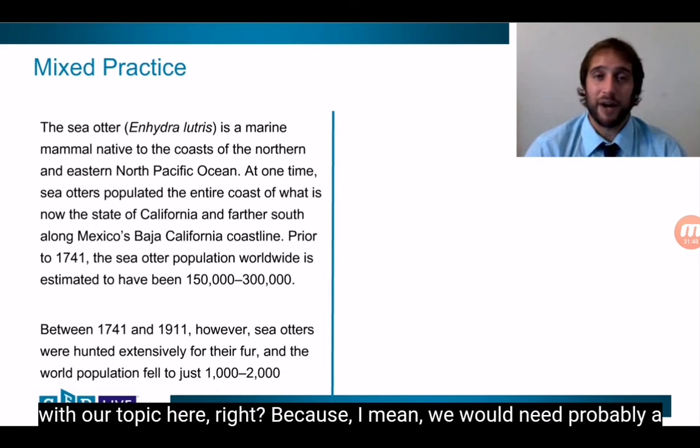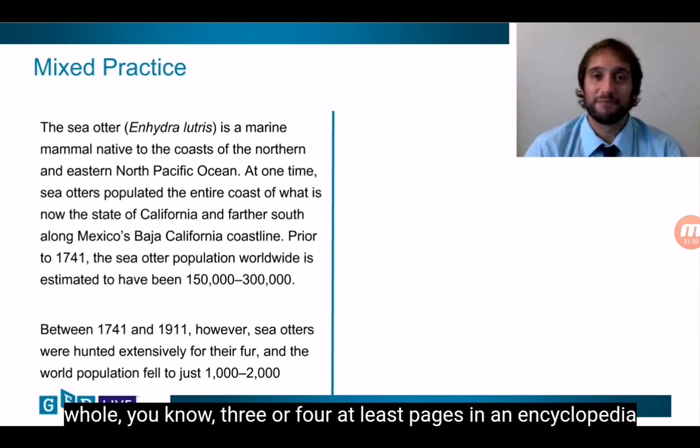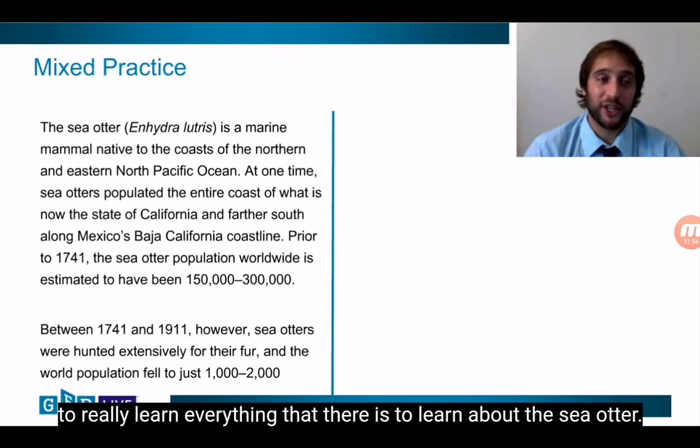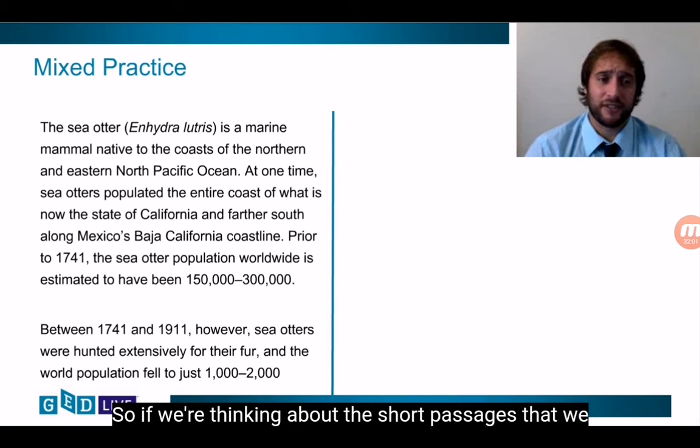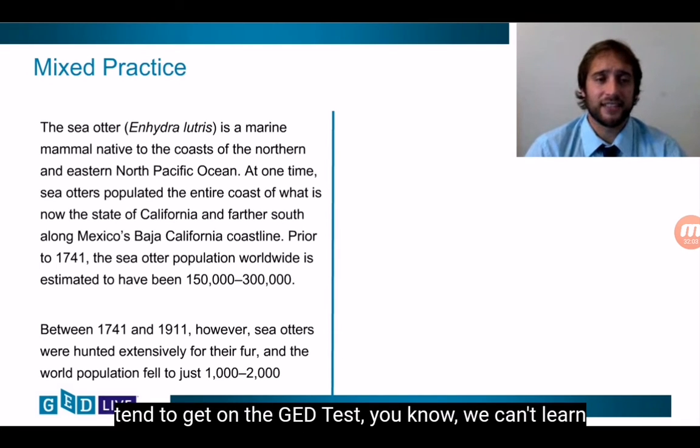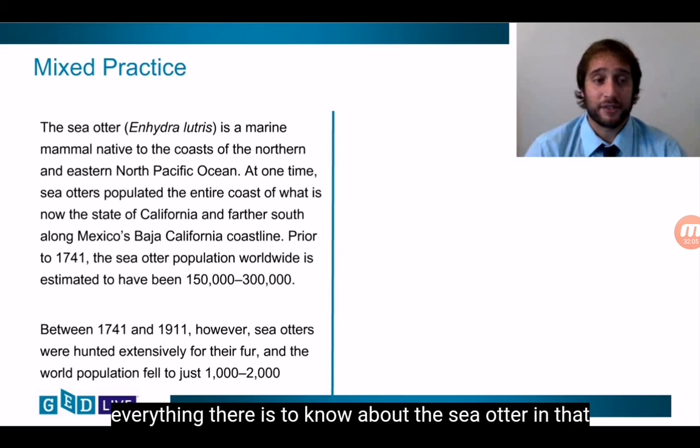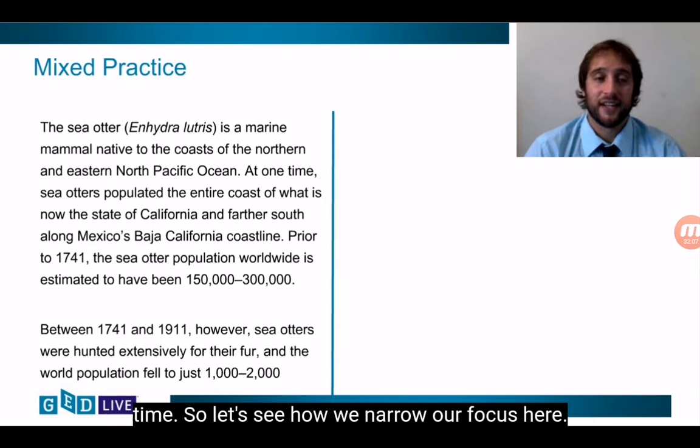Because we would need probably a whole 3 or 4 pages at least in an encyclopedia to really learn everything that there is to learn about the sea otter. Probably a whole lot more than that, too. So if we're thinking about the short passages that we tend to get on the GED test, we can't learn everything there is to know about the sea otter in that time. So let's see how we narrow our focus here.